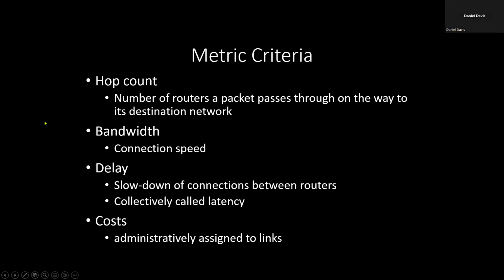Hop count. Hop count is the number of routers a packet passes through on the way to its destination network. Bandwidth, our connection speed. Delay, the amount of slowdown or the relative latency that we're dealing with. Cost. This is usually administratively assigned to specific links. So this is something that is often manually assigned by an administrator.